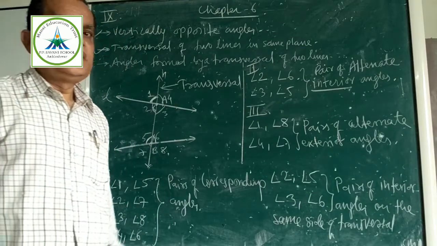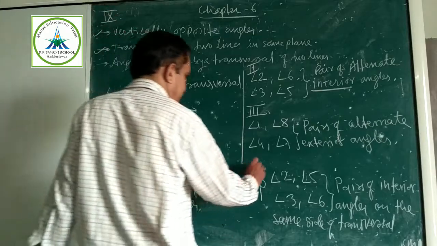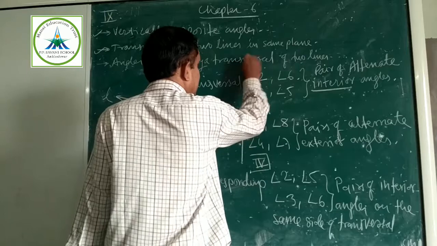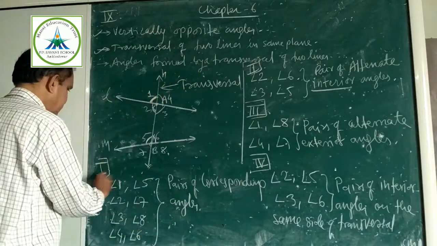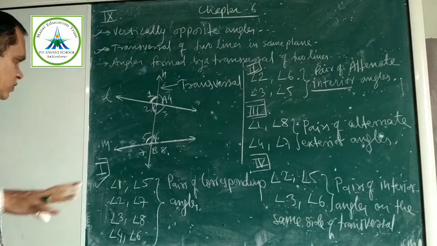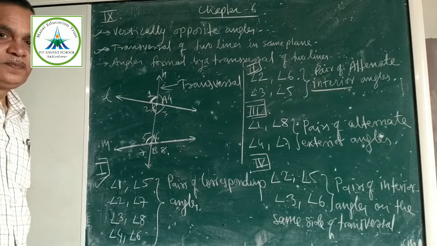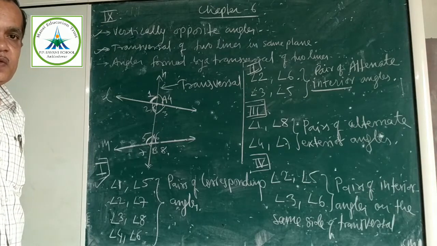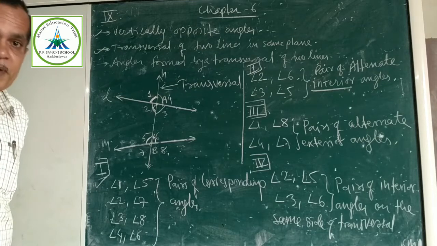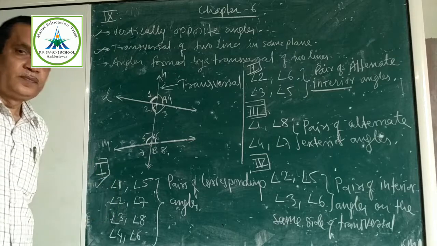Pair of interior angles on the same side of the transversal. Got it? This is fourth. This is third. This is second. This is first. So see, from this diagram we got 4 different pairs of angles formed by the transversal. Along with this, whatever we learned, adjacent angles, linear pair of angles, vertically opposite angles are there.